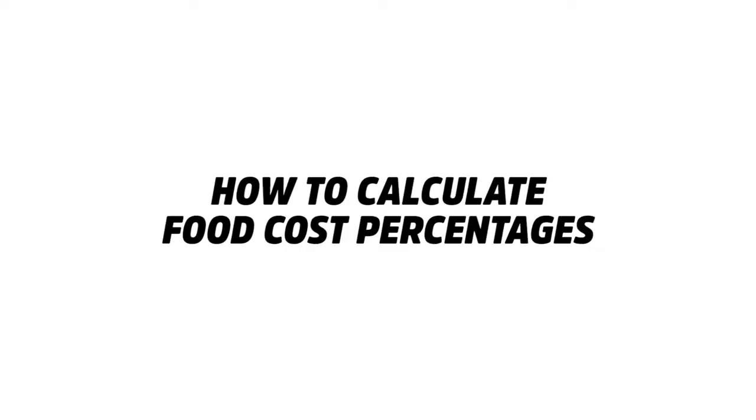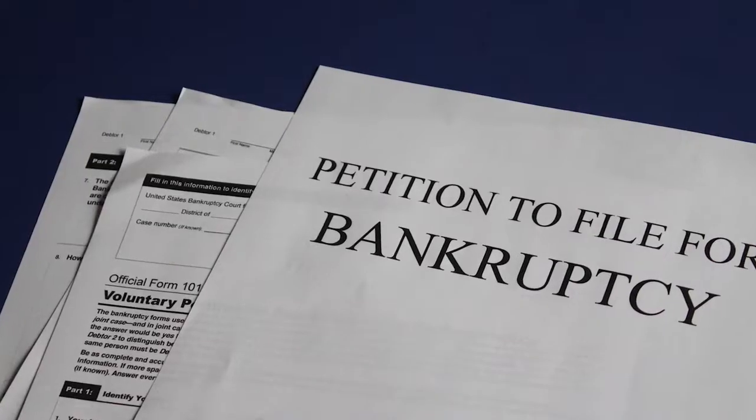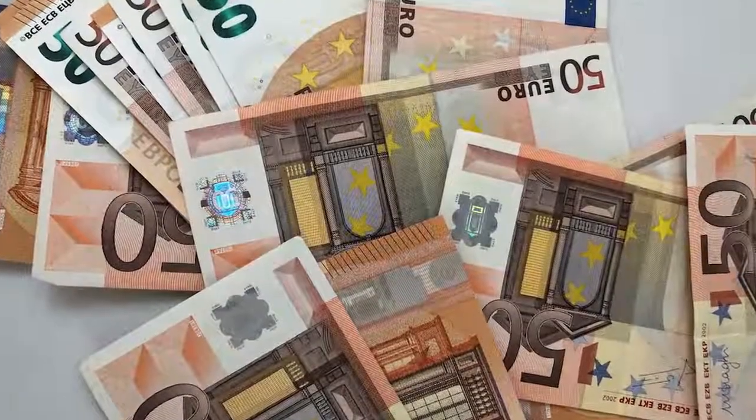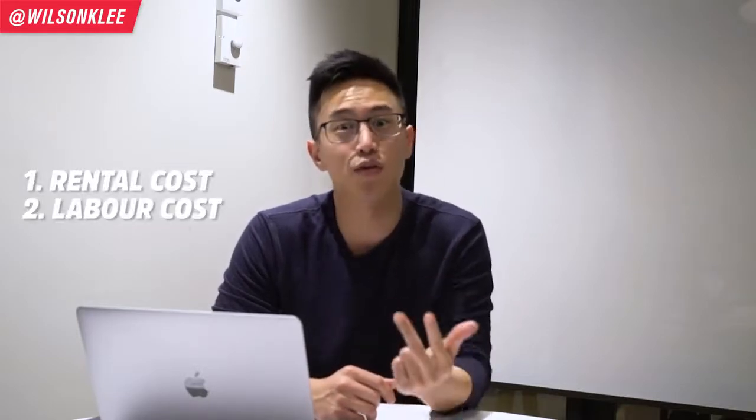Today we're going to be talking about how do you calculate your food cost. Now, first and foremost, why is food cost so important? There are basically three types of costs that would determine whether your business goes bankrupt or whether you would be having a thriving restaurant business. The three types of expenses are your rental costs, your labor costs, and your food costs.